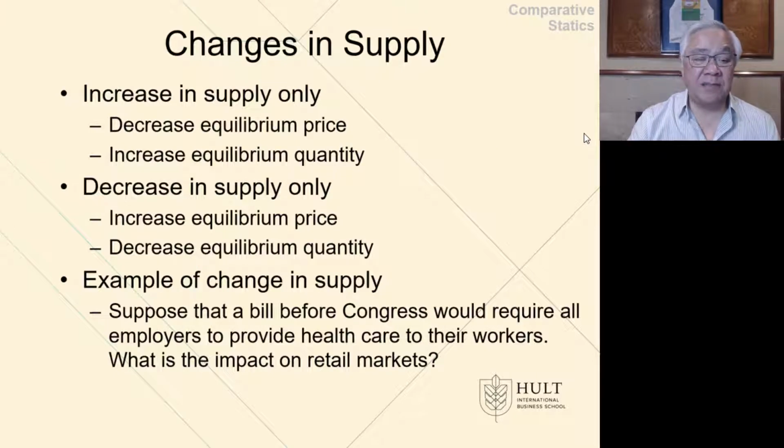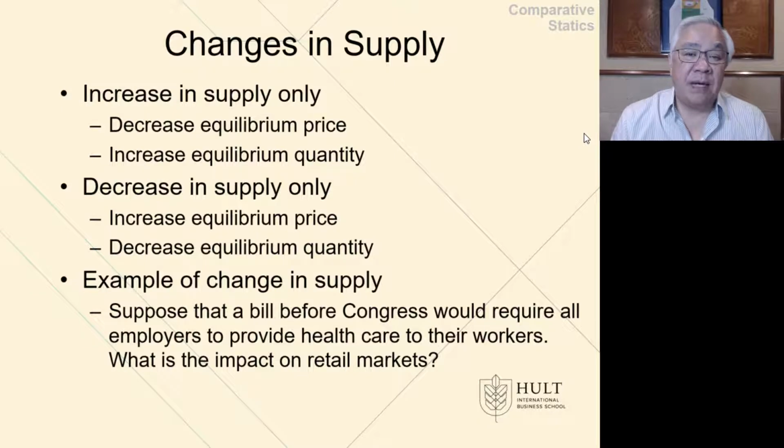What if we look at changes in supply? Well, if we increase supply, we'd expect the price could go down and the quantity to go up. If we cut back the supply, we'd expect the equilibrium price to go up and a decrease in quantity. So here's an example that we'll do.